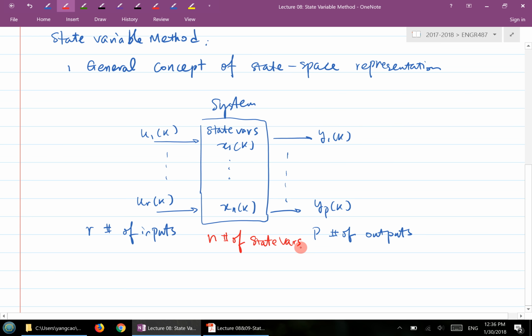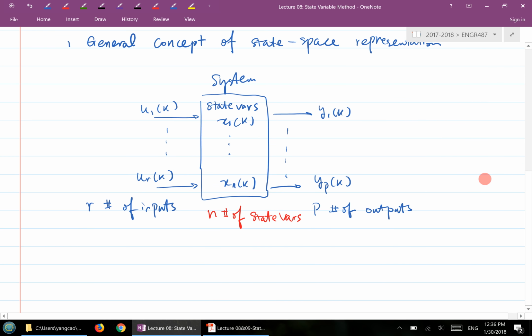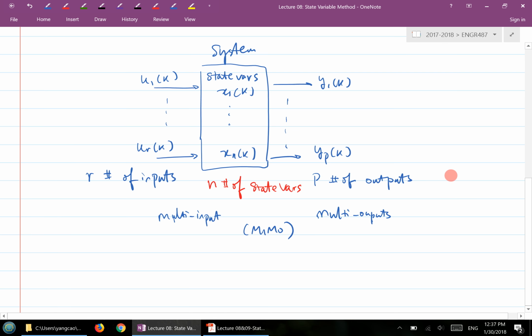Okay. So that's a typical mathematical model for a system. And this is a general system because we have multiple inputs and also multiple outputs. So we call it a MIMO system. And this is general because if R equals 1 and P equals 1, then this system becomes basically a single input, single output system, which is a SISO system, right?